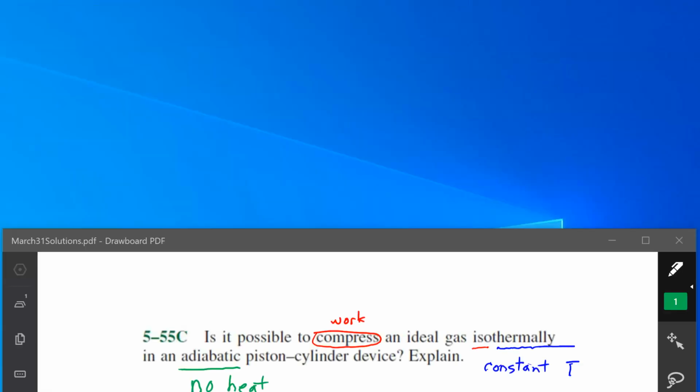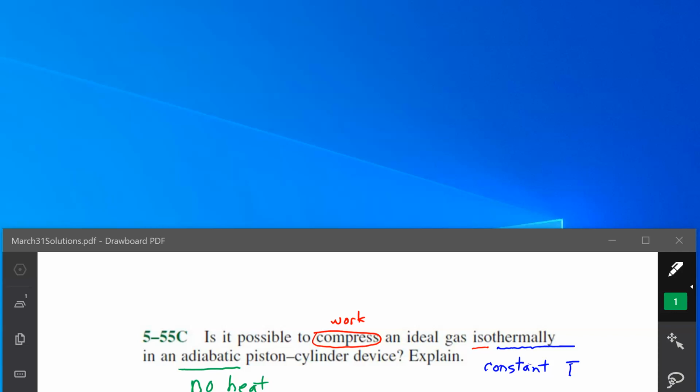Okay, so here's some thinking. Let's think about the energy that goes in and out. Isothermal, what that means is that the gas is constant temperature. Iso means constant, thermal means temperature. So it's a constant temperature gas.